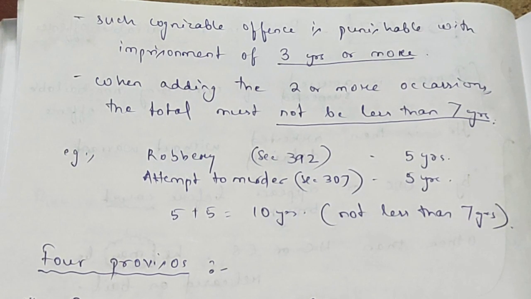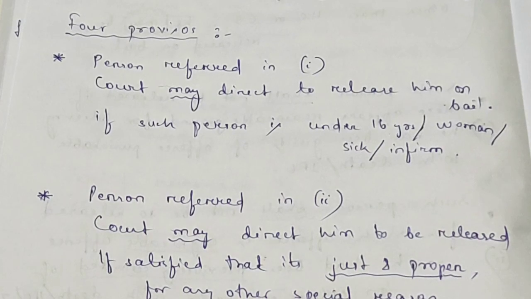Let's learn through an example. Suppose he has been previously convicted on 2 or more occasions, like he has been convicted of robbery under section 392 for 5 years. Also he has been convicted of attempt to murder under section 307 for 5 years, which is 3 years or more, and these are 2 occasions. Now let's add these 2 occasions, that is 5 plus 5, that is 10 years, which is not less than 7 years. Now let's see the 4 provisos given under this subsection.